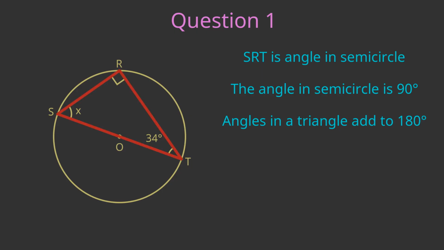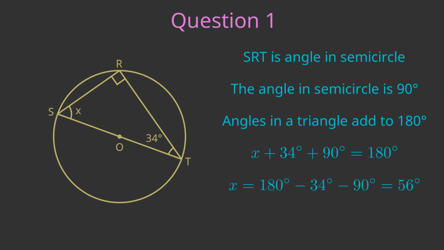Looking at the triangle SRT, we now know two of the angles are 34 degrees and 90 degrees. The third angle is X, so we know that X plus 34 plus 90 is 180. Solving for X, we have X equals 180 minus 34 minus 90, which is 56. So X is 56 degrees.